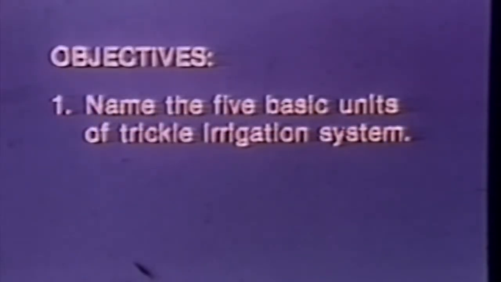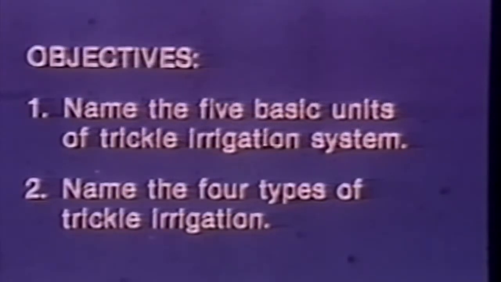This 5-part series is to introduce you to information necessary to help you assist farmers in planning a conservation irrigation system. Upon completion of this part of the module, you'll be able to, 1, name the 5 basic units of a trickle irrigation system, and 2, name the 4 types of trickle irrigation.